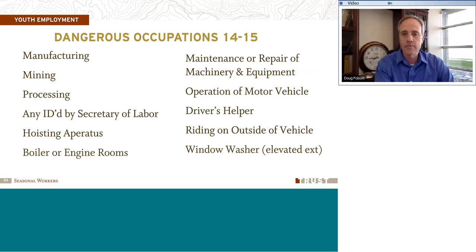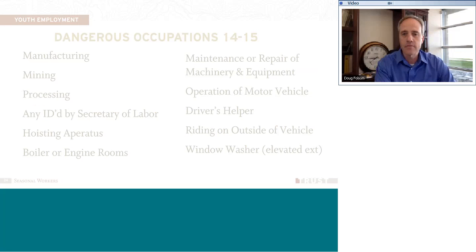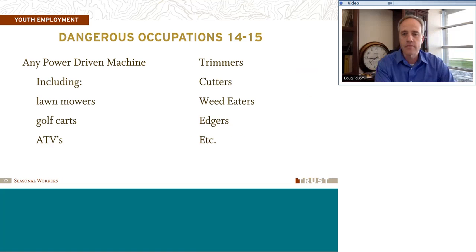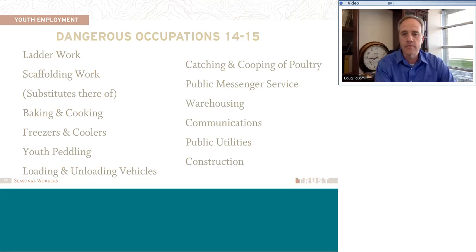So public messenger service, warehousing, communications, public utilities, construction, a lot of stuff that goes into that. So that's 14 and 15-year-olds. Pretty restrictive of what you can do with 14 and 15-year-olds. There is a whole section in that DOL bulletin on child labor number 101 that does give you specifics about what they can do if you want to look that up and read it. But yeah, definitely any powered equipment.